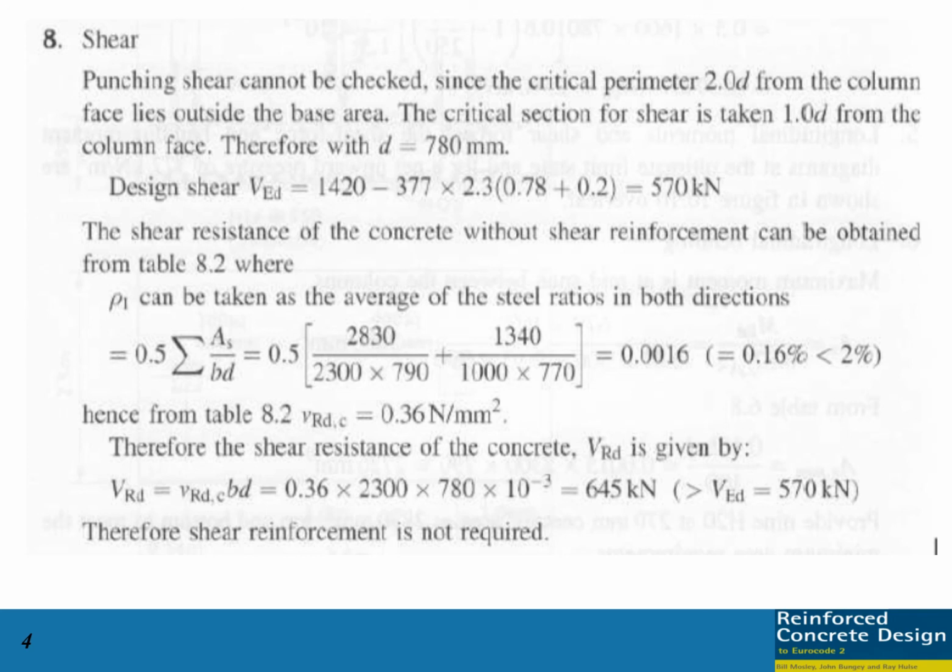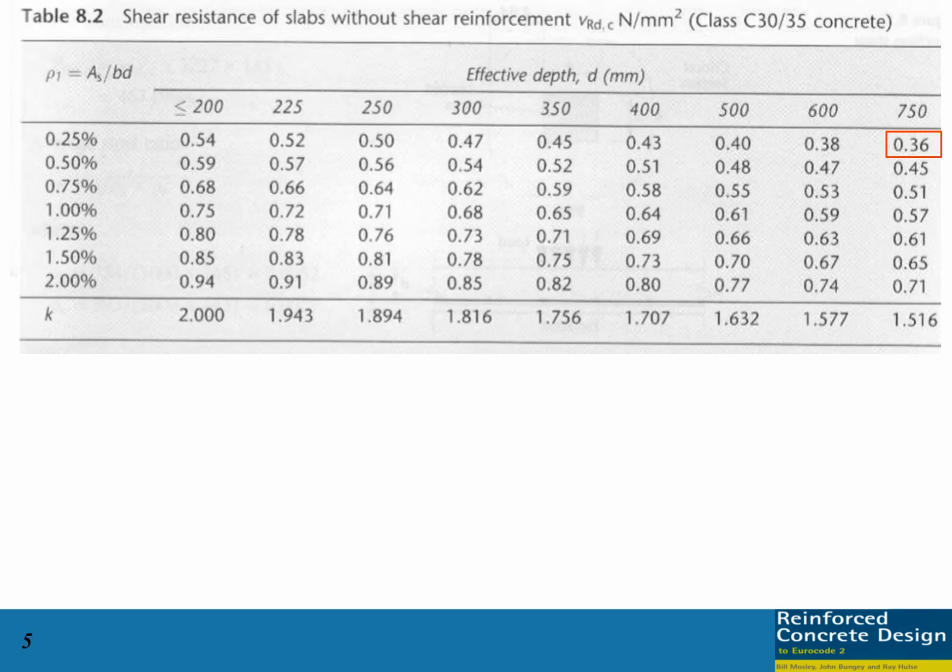Okay, so you can see here the shear resistance is high as compared to the shear force acting on the column, 570 kilonewton. So the shear reinforcement for the footing is not required. Okay, so you can see here in this table 8.2, because we have the effective depth is higher than 750, so we can take 750, and then the rho is 0.2% only, so we can take the rho as 0.25%, so that we can get the VRDC is 0.36.